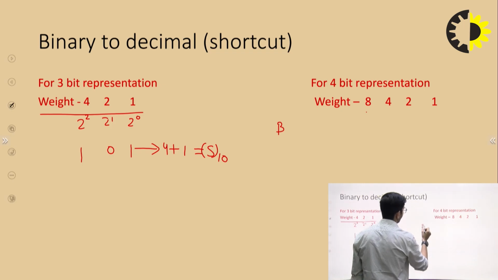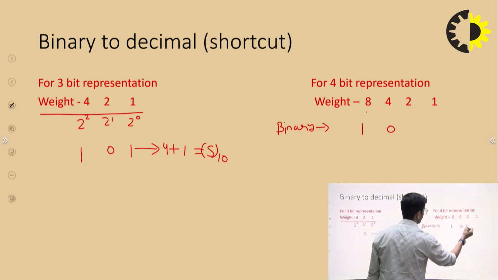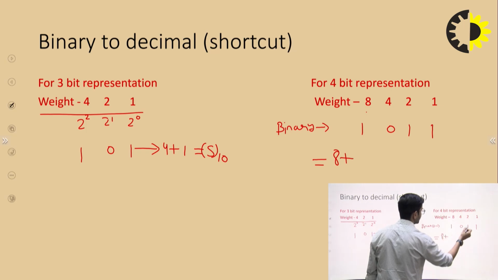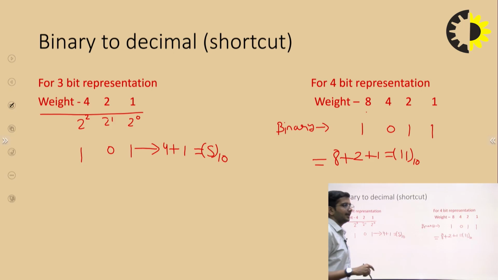For example, we have a binary number, let's say this is 1, this is 0, this is 1 and this is 1. If we add the weights corresponding to the 1 values, we have 8 plus 2 plus 1, which is equal to 11 in decimal. So that's how we can convert a binary number into a decimal number directly with the use of the weights.